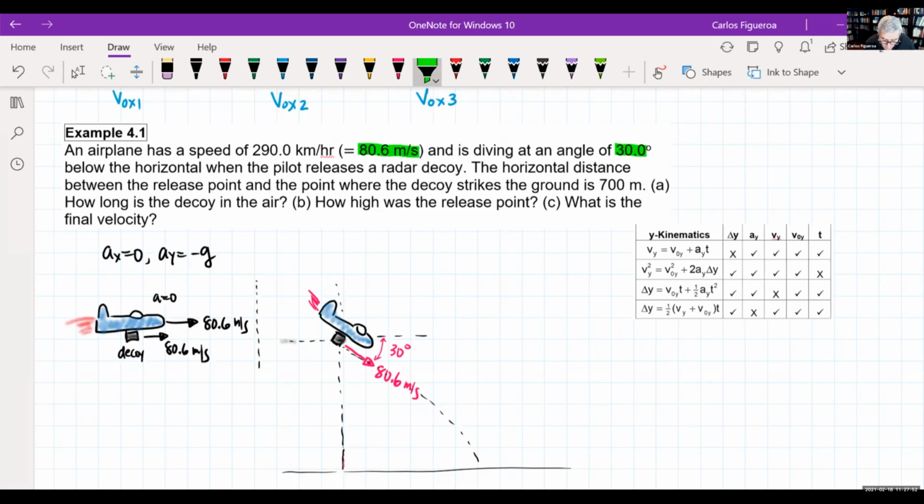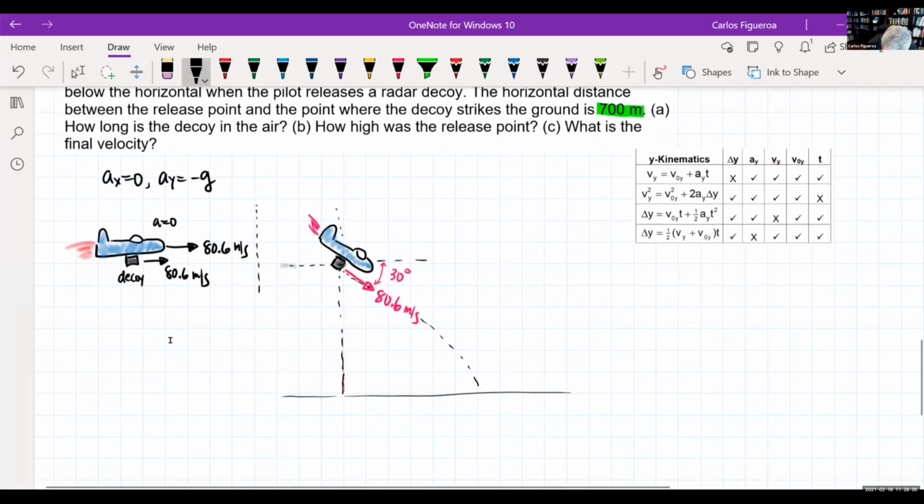Now it says that the horizontal distance between the release point and the point where the decoy strikes the ground is 700 meters. That means there's a horizontal distance from here to here, which is 700 meters. Let's go look at my physical picture here, because as of right now, we're not clean. This is my physical picture.